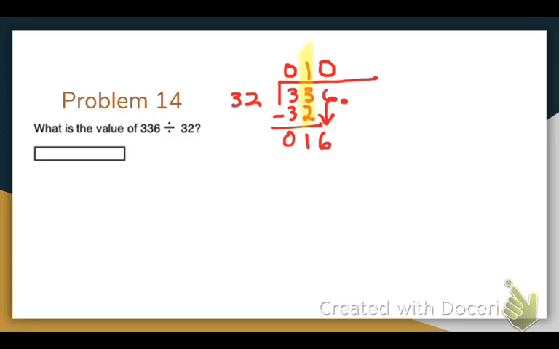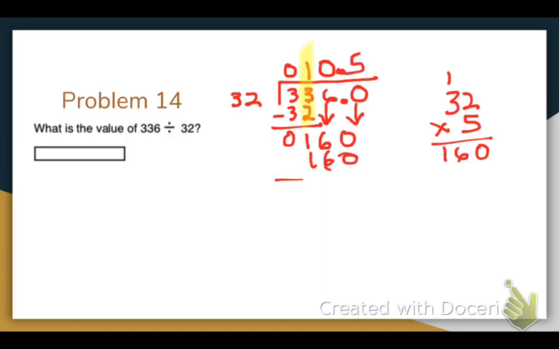Now, this is what many of you forgot. I can add a 0, but the first thing that I need to do is put a decimal. And that decimal also goes up into my quotient. Okay, and now I can put a 0. Bring that down. Now I have 160. So 32 times 5, because 3 times 5 is 15. And yep, that works perfectly. So my answer is 10.5. Okay. Don't forget to fill in your data sheet.